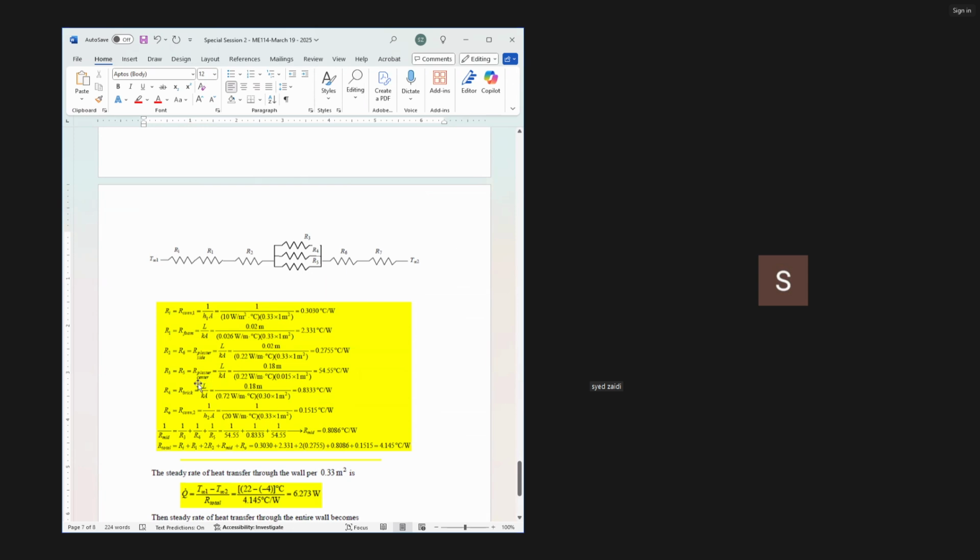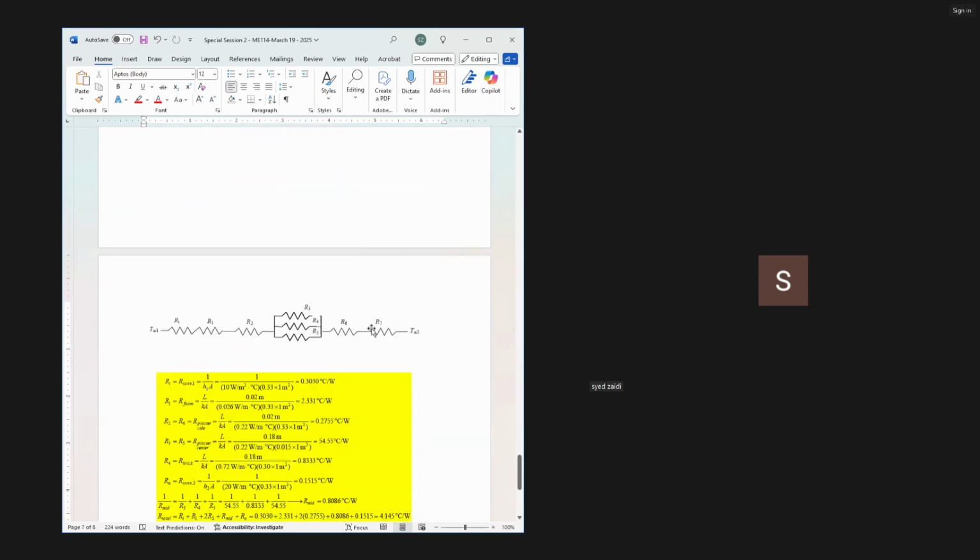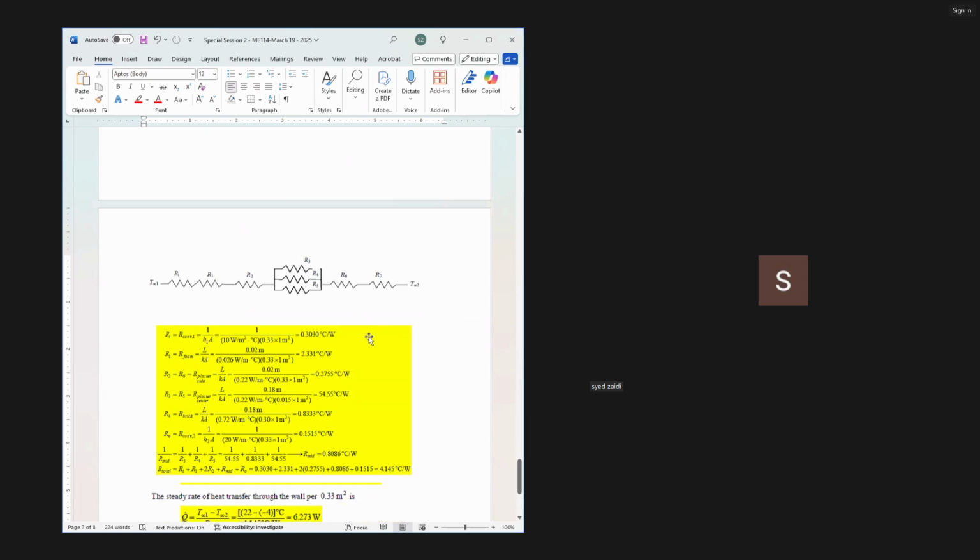And when you go for R3, R5, make sure that your areas are correct. The areas have to be correct, so you should be very careful in putting the areas. You have to look at which area you are looking at. For brick, you are only looking at 0.3 meter. And for this one, you are looking at probably 31.5 somewhere. So you have to look very carefully at which area you are considering and how much that area is.